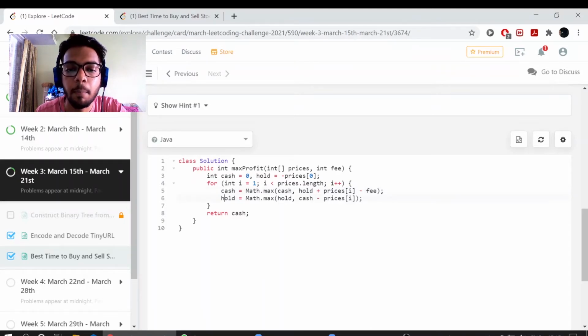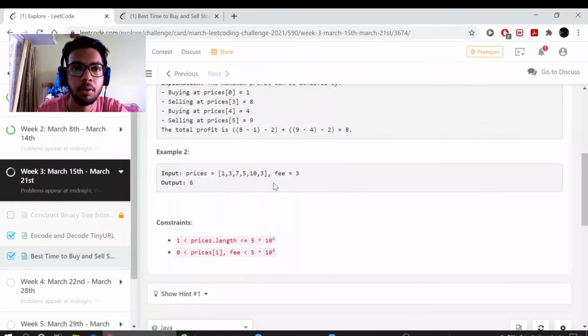Then again we go on to hold. So in hold, what is higher, this negative price, or cash minus today's price? So this negative price, let's say, was 8 rupees and today's price is 2 rupees, so 2 rupees is less, so this hold becomes that price. And we do it for the array from i to prices.length, and at the end we return the cash. And that is it.